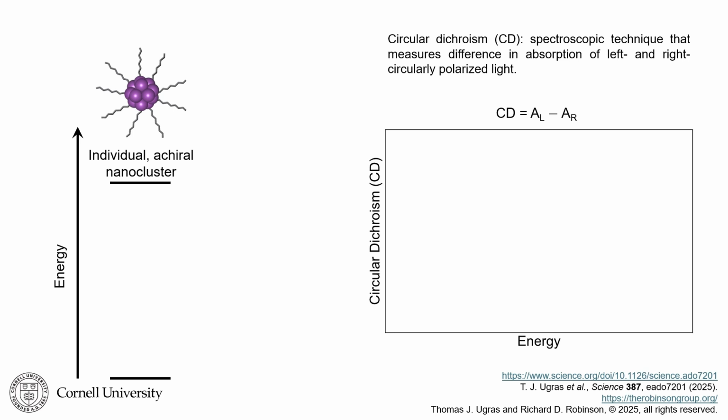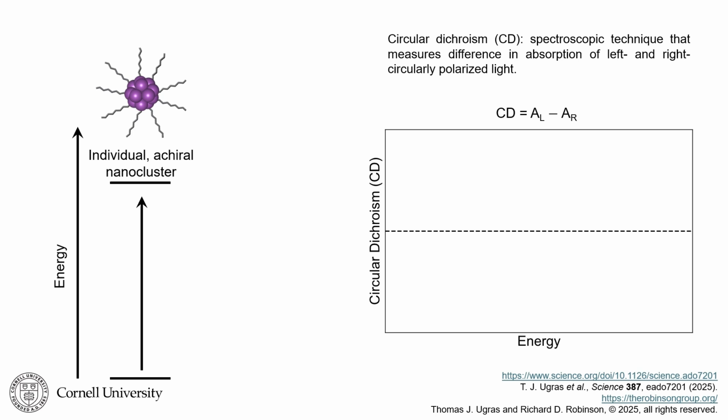If we consider an individual achiral nanocluster, it will have a characteristic band gap and absorption energy, but because it is achiral, it won't display any preferential absorption of left or right circularly polarized light. These are achiral nanoclusters, which means they don't natively have any CD or special chiral light twisting properties.